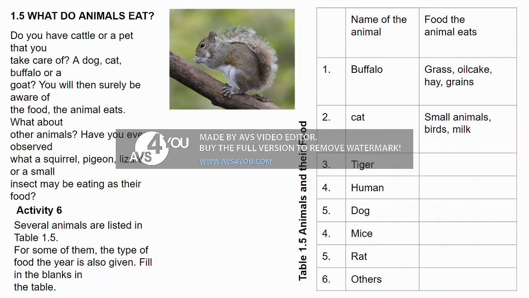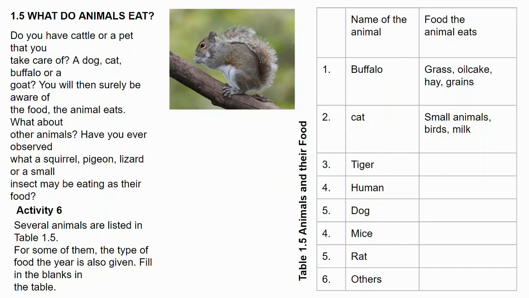1.5 What do animals eat? Do you have a cuddly pet that you take care of? A dog, cat, buffalo or a goat? You will then surely be aware of the food the animal eats. What about other animals? Have you ever observed what a squirrel, pigeon, lizard or a small insect may be eating as their food? Activity 6.